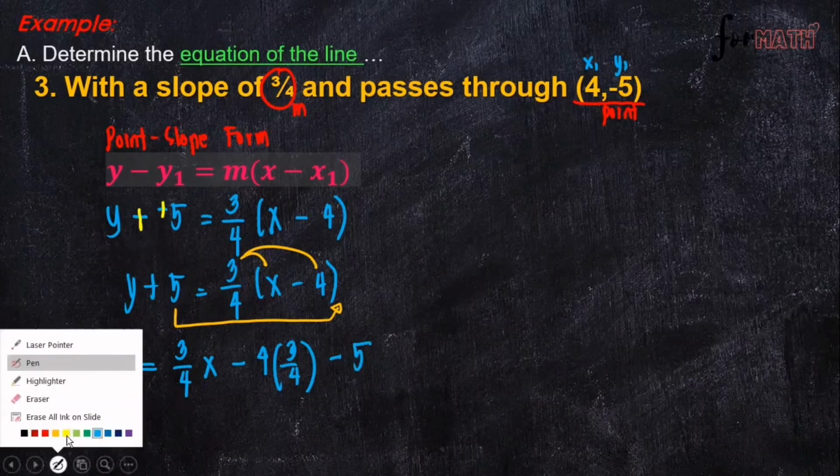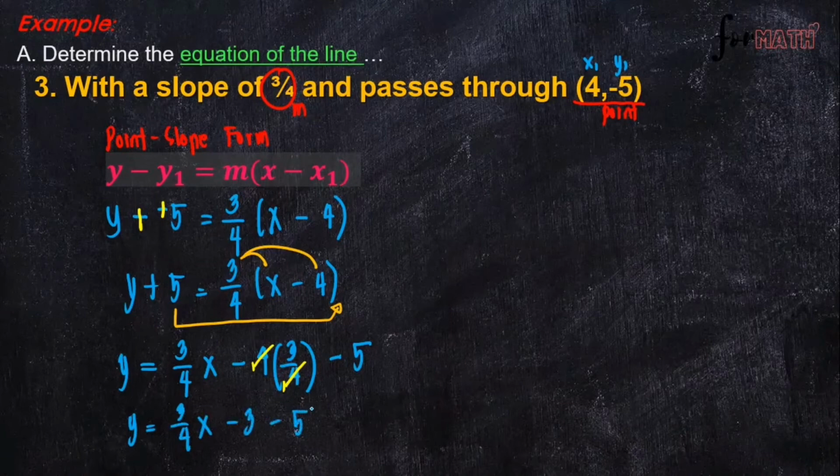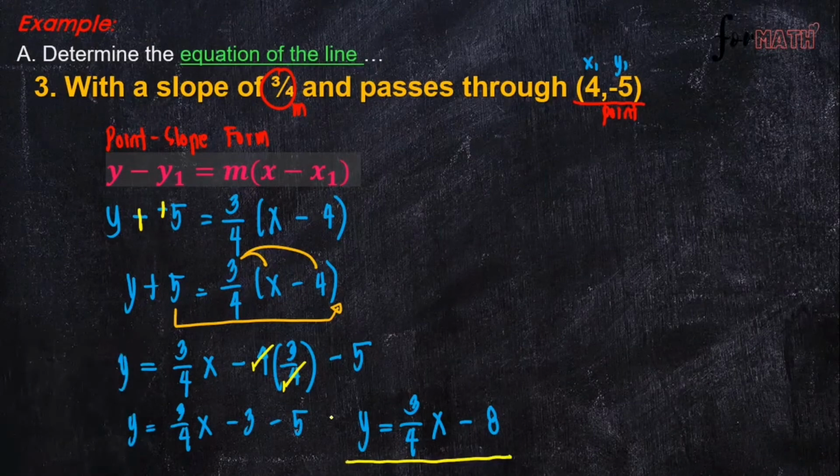So simplify lang po natin. As you can see, pwede natin i-simplify itong 4. 1 na lang. So magiging negative 3 na lang yan. So meron tayong y equals 3 over 4 x minus 3 minus 5. Okay? So ngayon, pinaka-final answer natin will be y equals 3 over 4 x minus 8. So ito na po yung ating slope-intercept form. So ito po yung ating SIF.